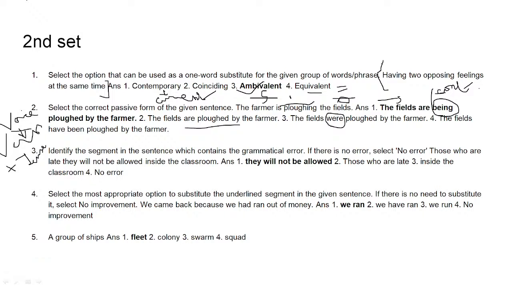Number three is the segment in the sentence which contains the error. Okay, the same thing. Those who are late, they will not be allowed inside the class. You have to show which portion the mistake is there. So the number one option is they will not be allowed. Obviously, that is our answer because the rest of the options are correct.